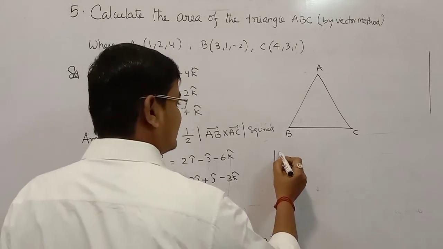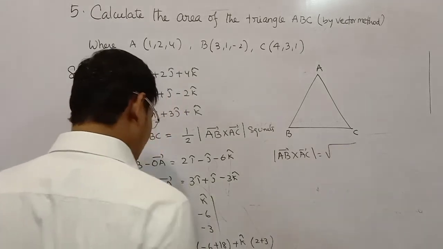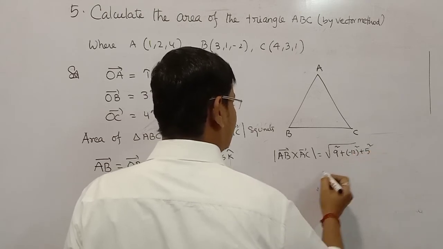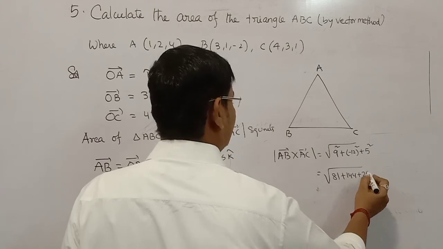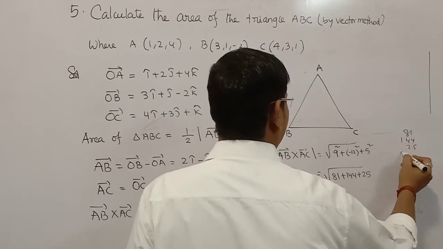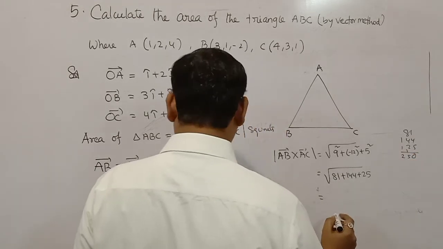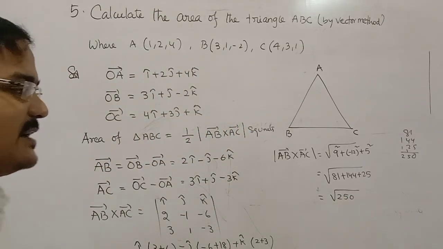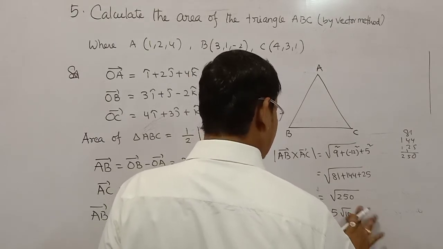Area is asked, so you consider the magnitude of AB bar cross AC bar, that is under root of 9 square plus minus 12 square plus 5 square. That is 9 square is 81 plus 144 plus 25. Add it. What are you getting finally? 81, 144, 25: 5, 10 means 1, 12, 14, 15, so 250. That is root over 250. Root over 250, how can you write it? 5 root 10. This is AB bar cross AC bar.